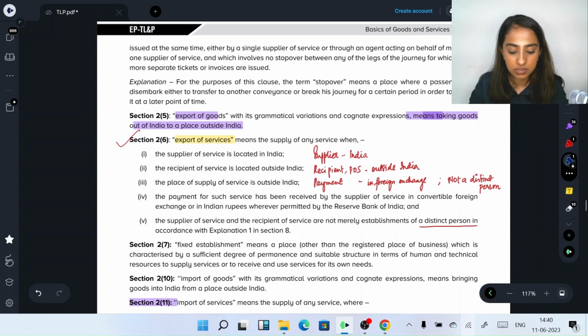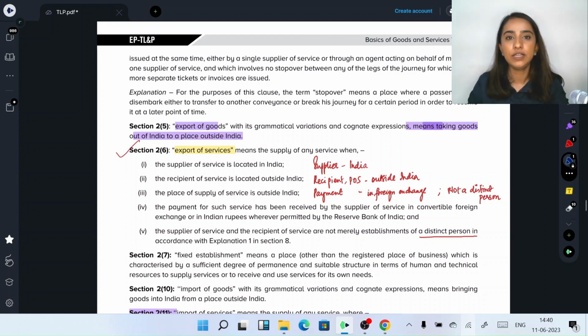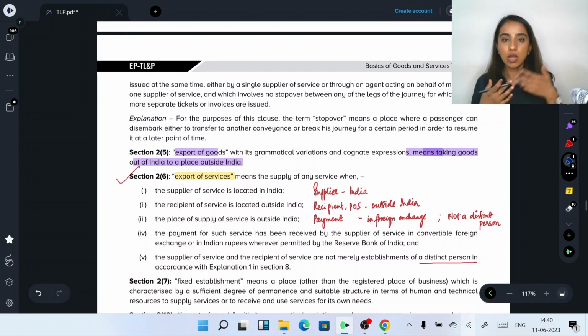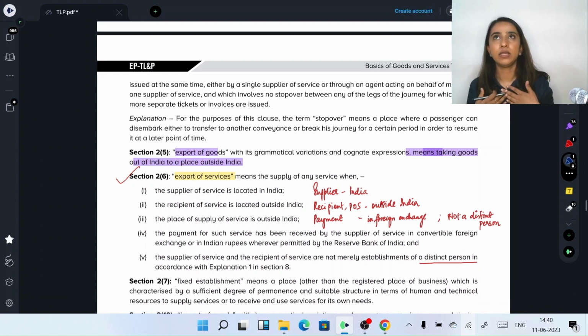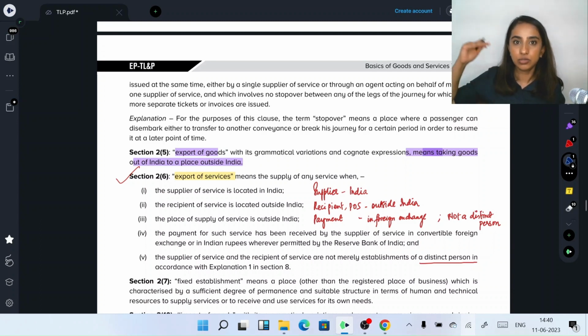Now, in the definitions, I feel this is important. What is export? What constitutes export? You will need to know this to understand something that comes ahead in one of the chapters. So what is export? The supplier is in India. So I am exporting, let's say some clothing. I am in India, located in Karnataka. Then the recipient, somebody else, is located in America. So in the US, so I am supplying from India to the US.